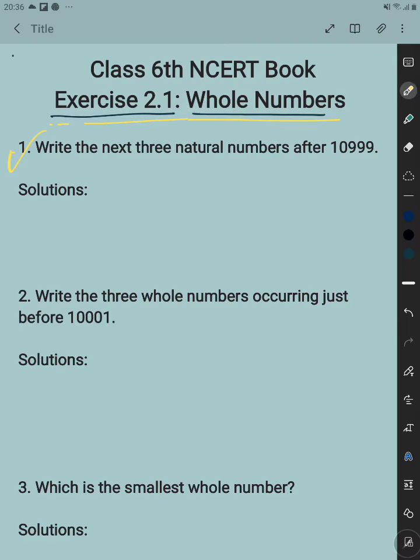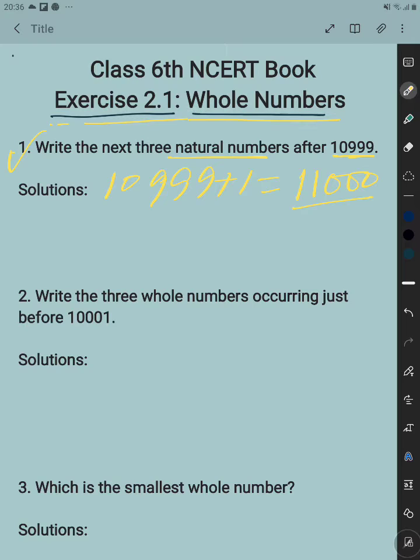Question number 1 says write the next three natural numbers after 10,099. Okay, so for getting the next natural number, we need to add 1 to any number. So if we add 10,099 plus 1, then how much will it give? This will be 11,000. So if we keep on adding 1, then we will obtain the next natural numbers.